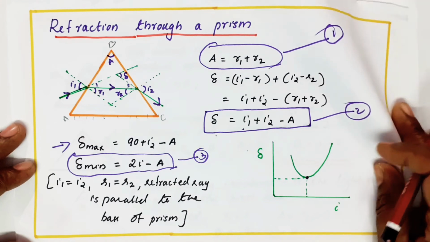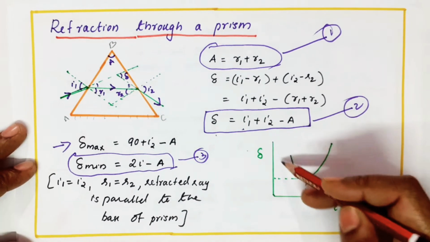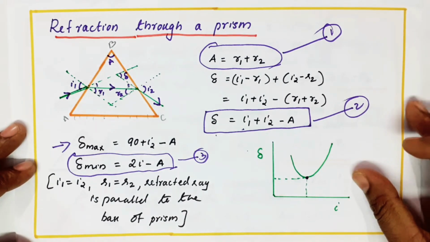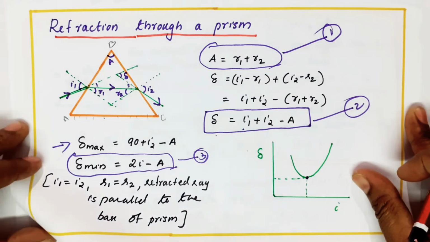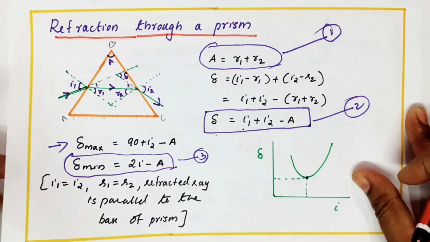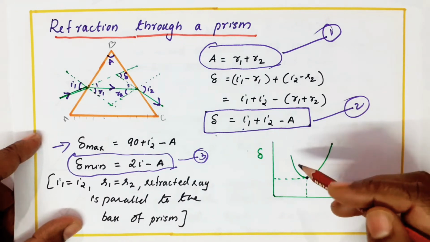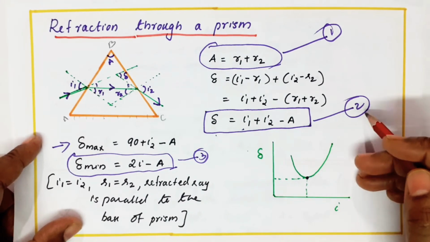This condition is called minimum deviation, and this is the graph of delta versus I. As I increases, delta decreases and then again increases.